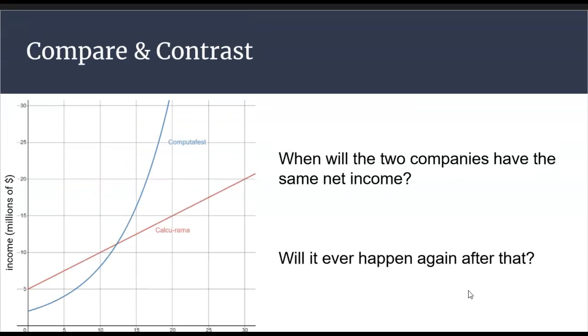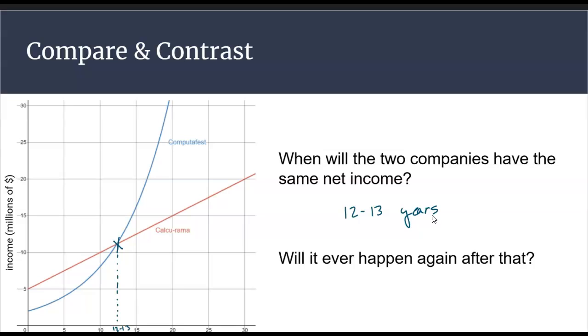When will the two companies have the same net income? At what point do they have the same? Well, it's going to be where they have the same Y value. It's going to be right there where they cross. So we'll just go down to our X value and see where that is in years. That's probably somewhere around 12 to 13 years.